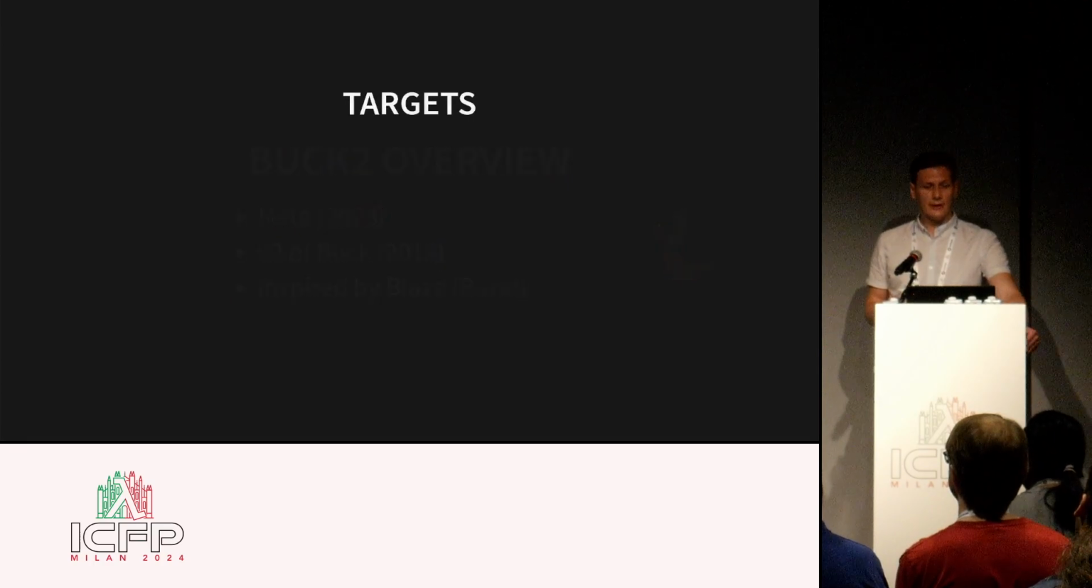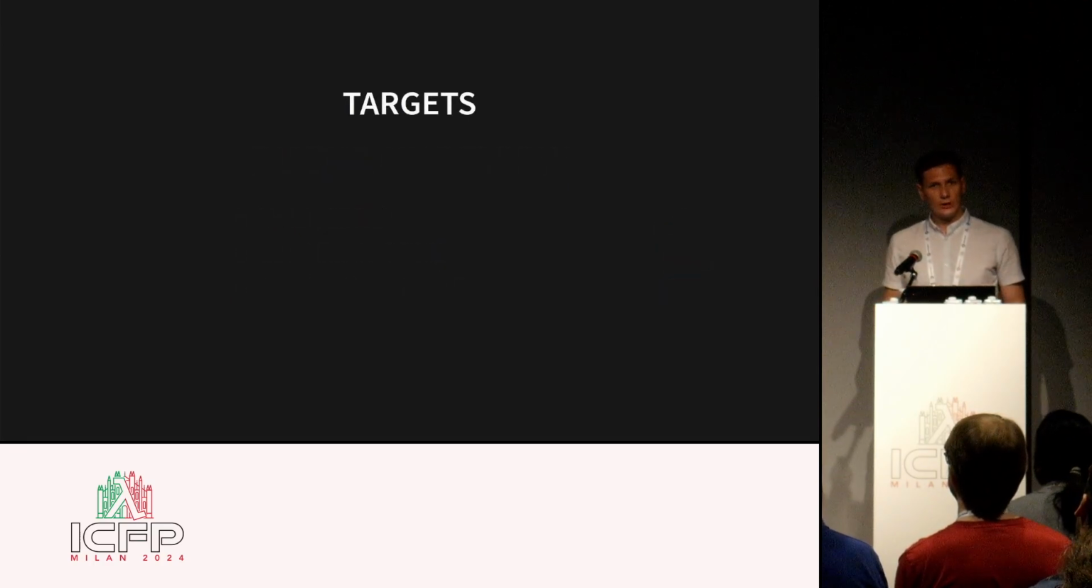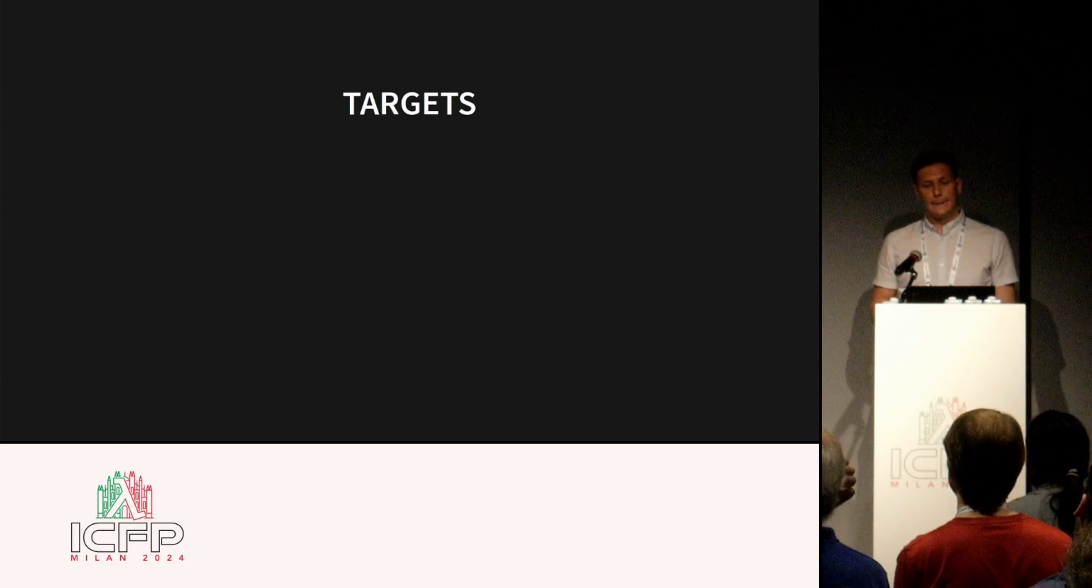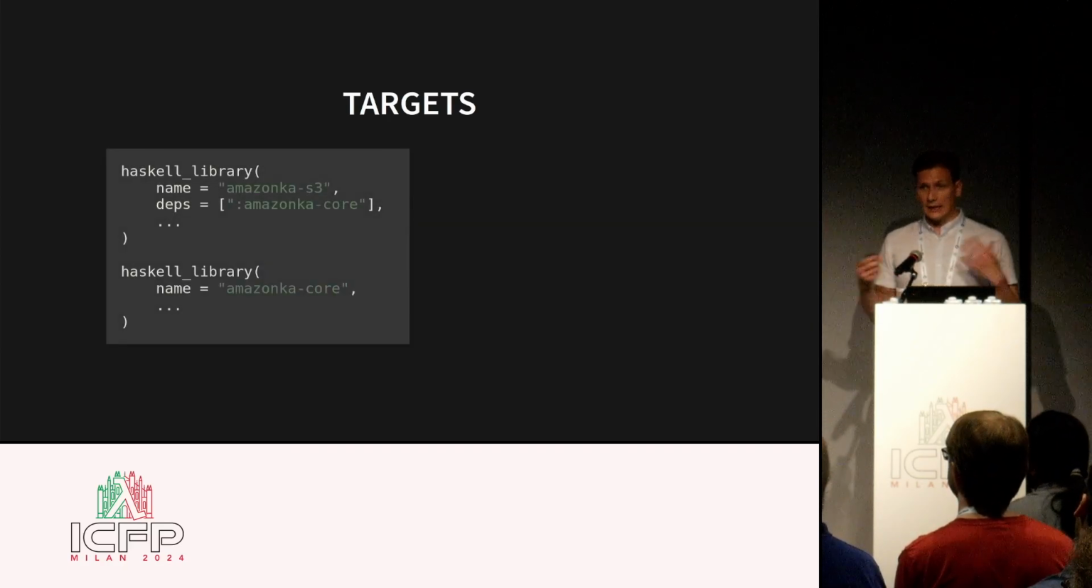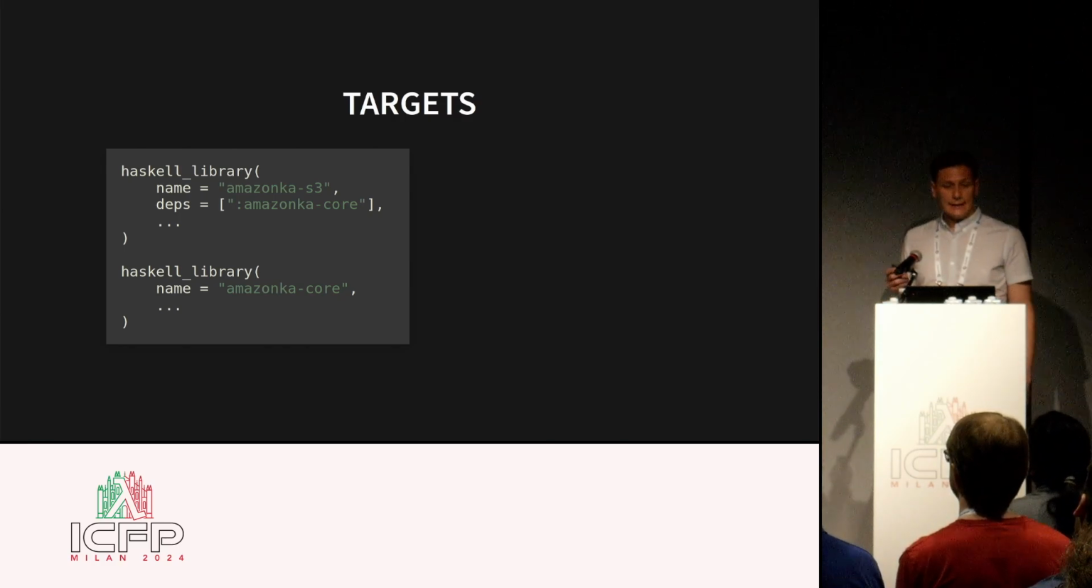To give you a bit of an understanding of how these build systems work, as a user, you're mostly interacting with something called targets. This is what it looks like if you want to declare a Haskell library target. For example, the Amazonka S3 or the Amazonka core libraries would be declared like this. This language is called Starlark. It's essentially Python-esque. Haskell library here is called a rule.